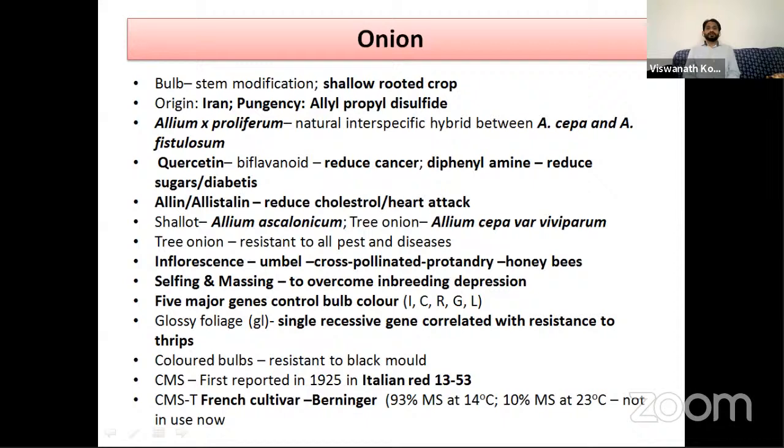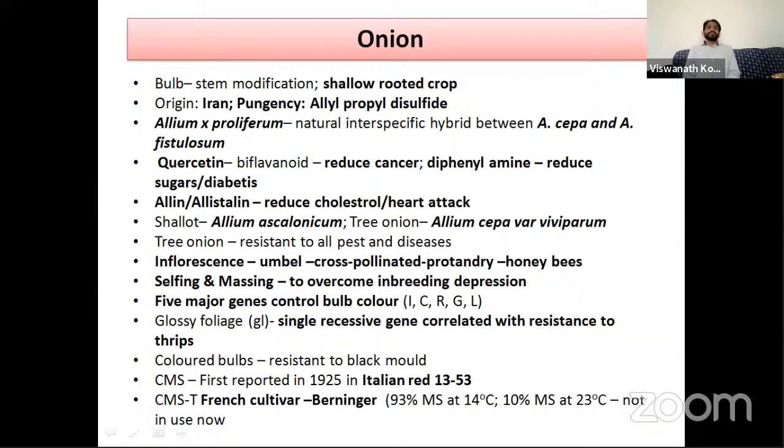So the origin of the onion is Iran. It originated in Iran. And the pungency in the onion, you all know that pungency. The onion is very pungent. The pungency in the onion is due to the presence of allyl propyl disulfide. This is also a very commonly asked question. The pungency in the onion is due to the presence of allyl propyl disulfide sulfur compounds.